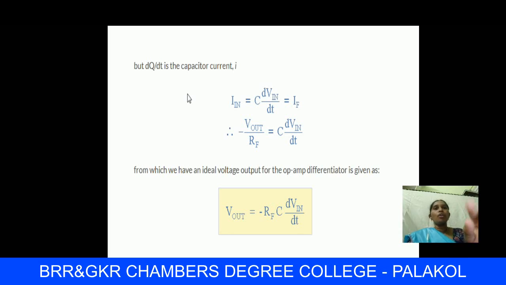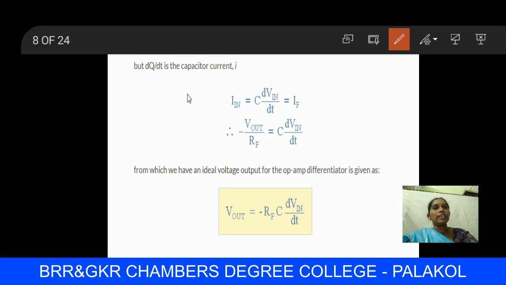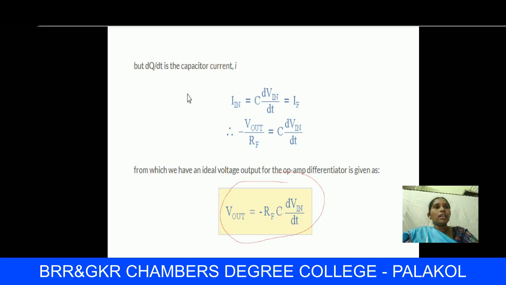So therefore after that, dq by dt is the capacitor current. So here I in is equal to C into dV in by dt, that is equal to IF. Therefore finally the output of a differentiator is given as V out is equal to minus RFC into dV in by dt. Okay, so here this is the output of a differentiator. Likewise we have to find out the differentiating output.